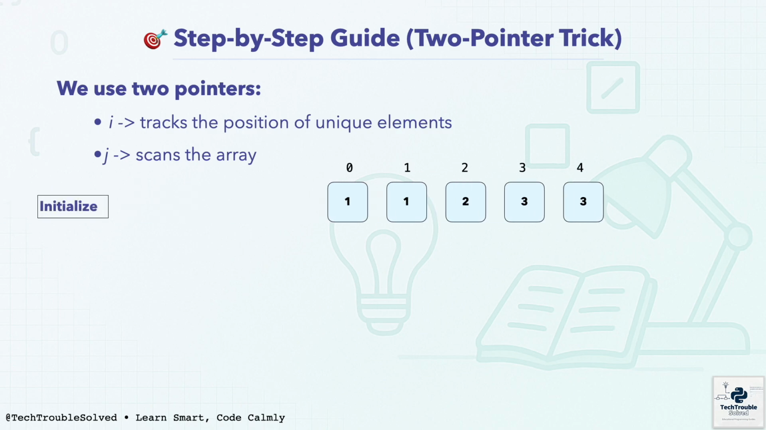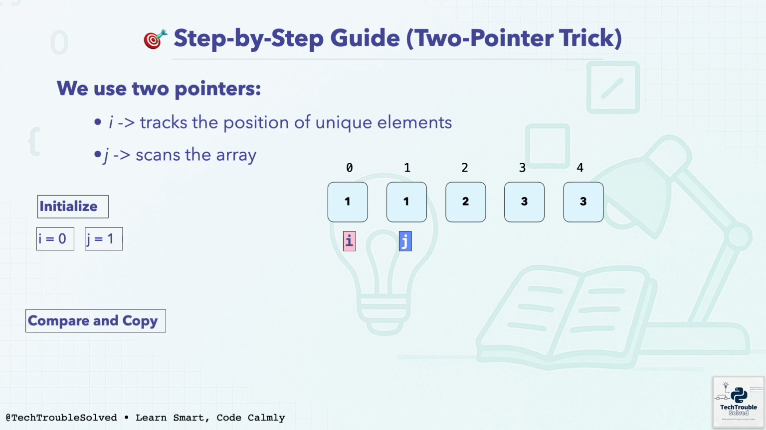Let's start by initializing both pointers i and j. We always start by placing i at index 0 because the first element in a sorted array is always unique. Pointer j starts from the next position and begins scanning the array.